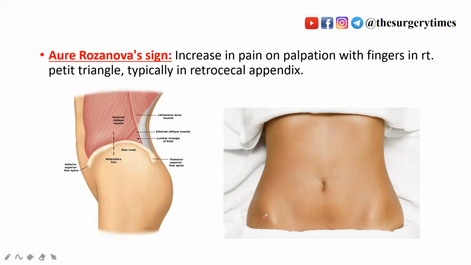Next is Rozanova sign. Very simple. Here it is shown the lumbar triangle of Petit, that is the inferior lumbar triangle. If we press over the inferior lumbar triangle, the patient will feel pain over the right iliac fossa, and this is typically in case of retrocecal appendicitis. This is Rozanova sign.